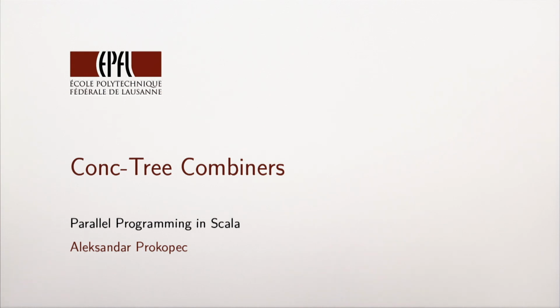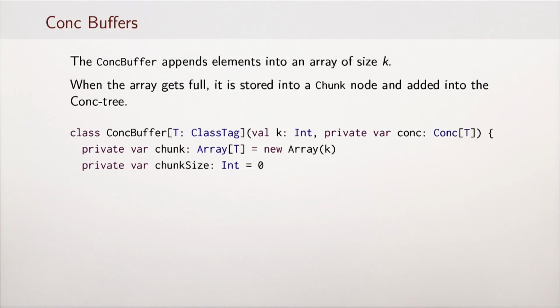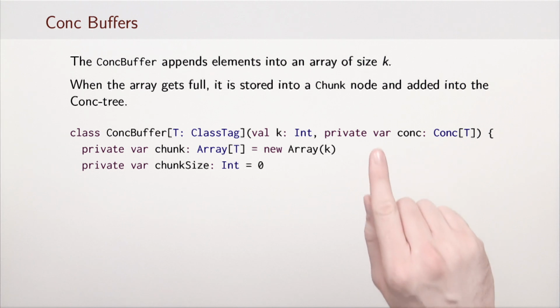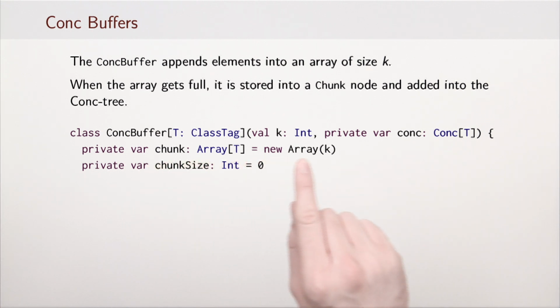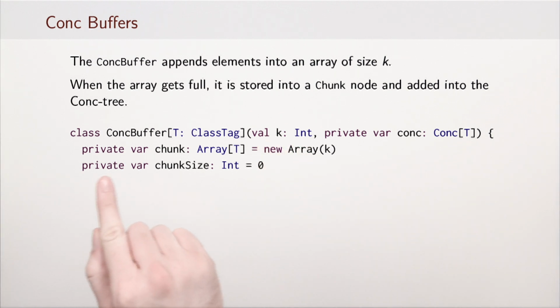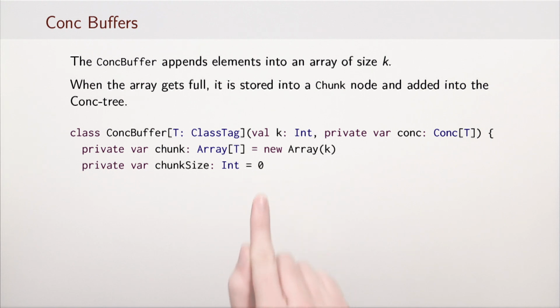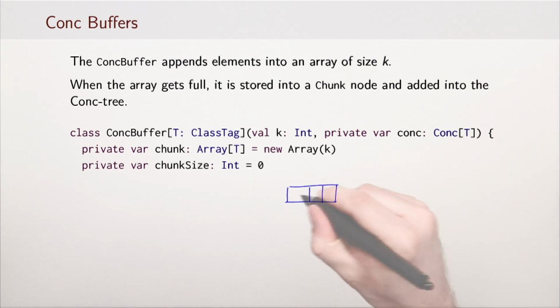In this lecture, we will implement combiners based on conc trees that we introduced in the previous lectures. We will call this new combiner implementation a conc buffer. Internally, a conc buffer contains a conc tree and an array of a fixed size k, where k is a predefined constant. It also contains a field chunk size, which holds the index of the first empty array entry. Let's visualize this array named chunk.